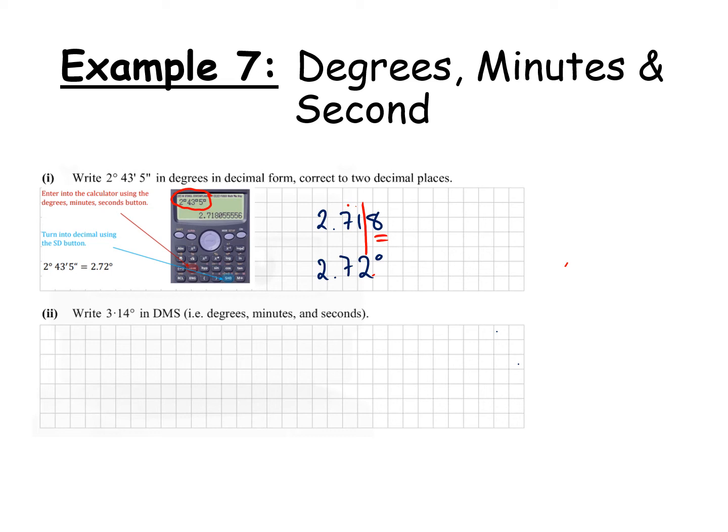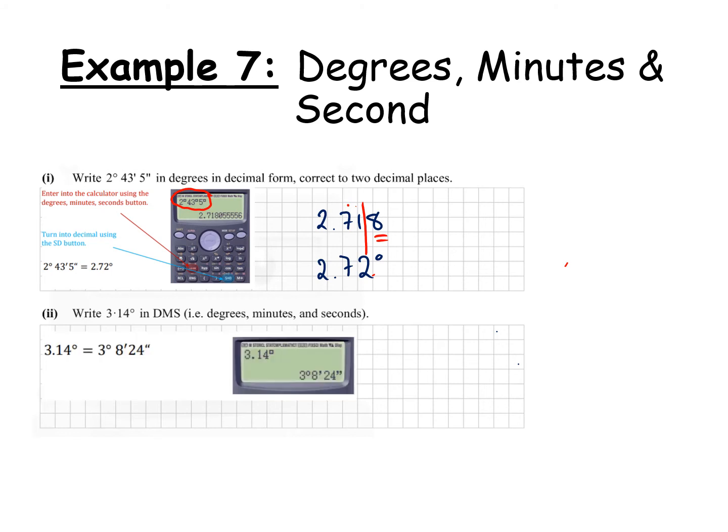Write 3.14 degrees in degrees, minutes, seconds. So what we're going to do in this case, we're going to type in 3.14 and we're going to use the degree, minute, second button to put in degrees. And by simply pressing equals, it will give it to us as 3 degrees, 8 minutes and 24 seconds.